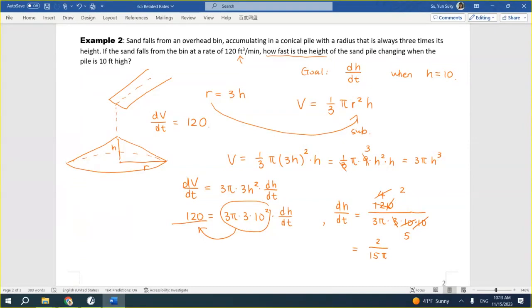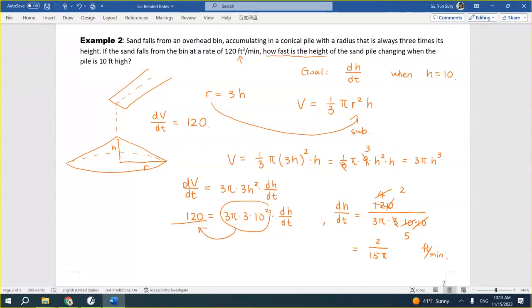And what's the unit? What's the units for the height? Feet per minute. Very good. Yes, feet per minute. And you can see this number is positive because our height is increasing. So this answer makes sense.